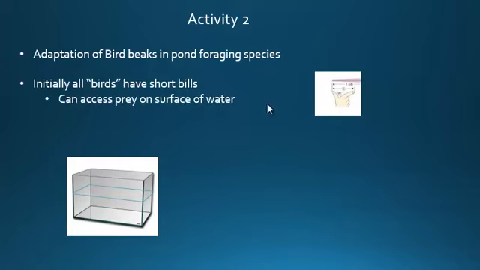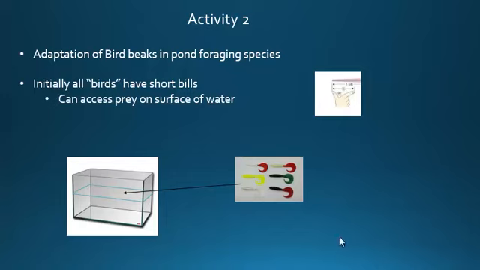Now, they can access, with their short bills, prey on the surface of the water. In this case, the prey items will be these little rubber bait forms that will float along the surface of the water. And that will be the food resource, and students will compete with each other to collect food, and then by virtue of how much food they collect, to produce offspring.